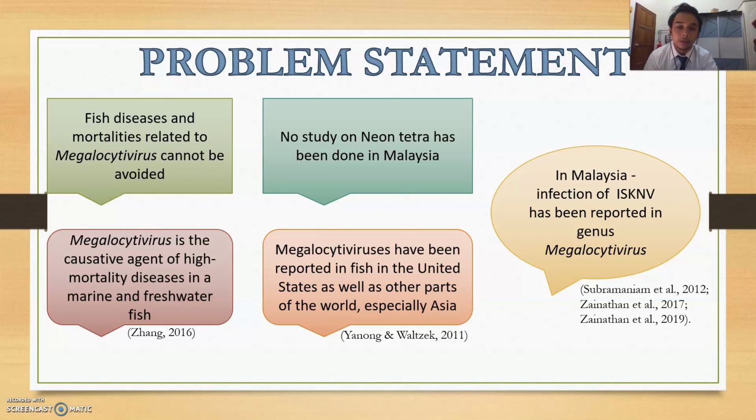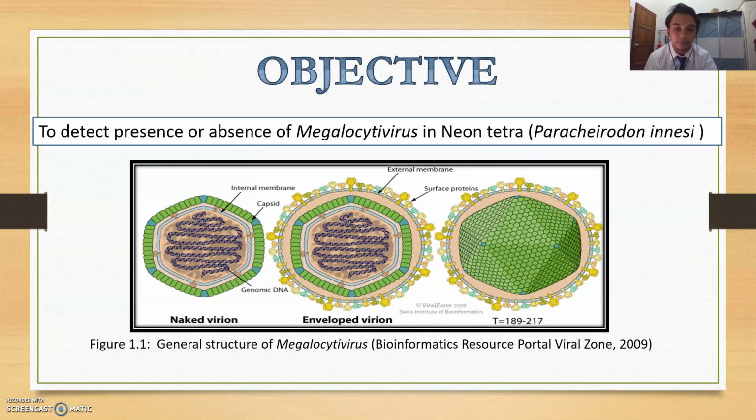For the problem statement, no study on neon tetra has been done in Malaysia, and in Malaysia, infection of ISKNV has been reported in the genus Megalocytivirus. The objective of this study is to detect the presence and absence of Megalocytivirus in neon tetra, and as you can see from figure 1.1, it is the general structure of Megalocytivirus.